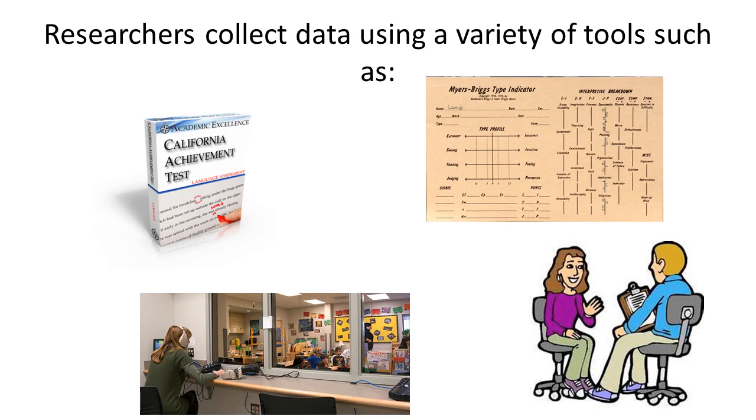Previously, in Making Sense of Statistics, we also talked about how researchers collect data using a variety of tools. They might use achievement testing, they might use personality testing, such as the Myers-Briggs, they might use direct observation. Clearly, you can see that the student teacher is observing the classroom via a one-way mirror, or we may conduct interviews, focus groups, and these interviews can be formalized or semi-formalized interviews.